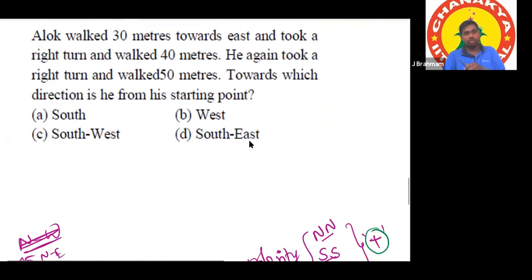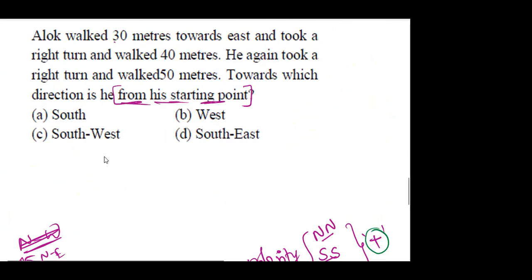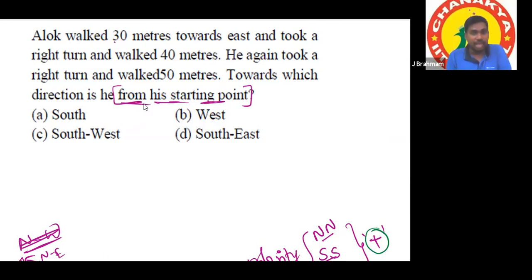Let us do one more question and later we'll move on to another type. Alok walked 30 meters, but here the question is: finally, towards which direction is he from the starting point? Here he has given "from the starting point", so do we need to consider distances or not? We have to consider the distances. Even though only direction is asked, it is with respect to another point, that's why we need to consider distances.